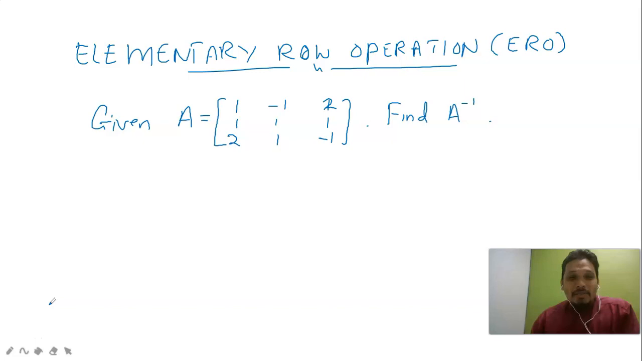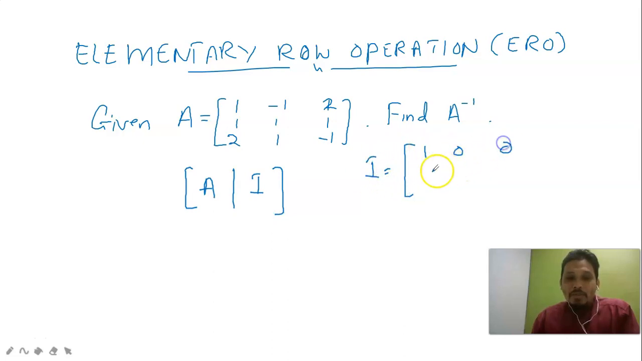So today I'd like to share with all of you how to find the inverse of a 3 times 3 matrix A using elementary row operations. The idea is, from the matrix A, write down the matrix A together with an identity. The identity is the matrix 1, 0, 0, 0, 1, 0, 0, 0, 1, so the 3 times 3 identity matrix.